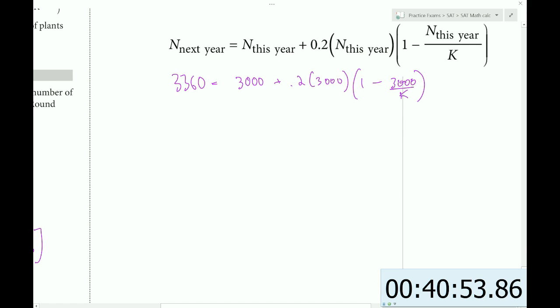So this time we're going to be solving for K. So the first step is to get rid of the things that are further away from K, starting with this 3,000. So we subtract 3,000 to the other side. And that gives us 360 equals 0.2 times 3,000, by the way. We could do 2 times 300, right, because we're dividing by 10. We get 600. And we get 1 minus 3,000 over K.